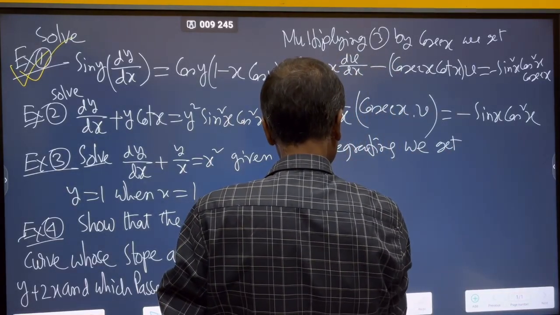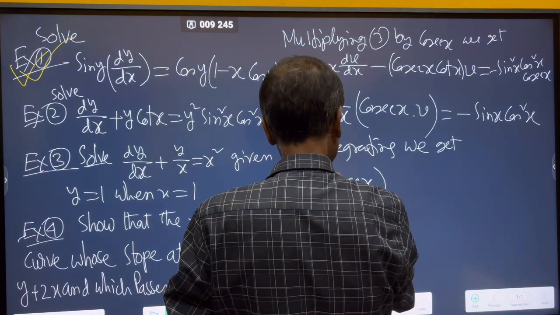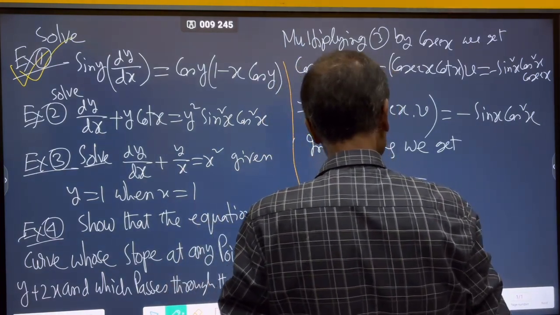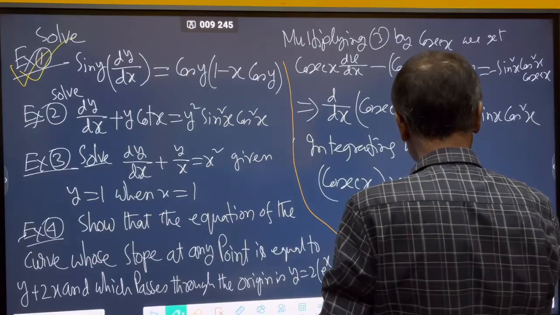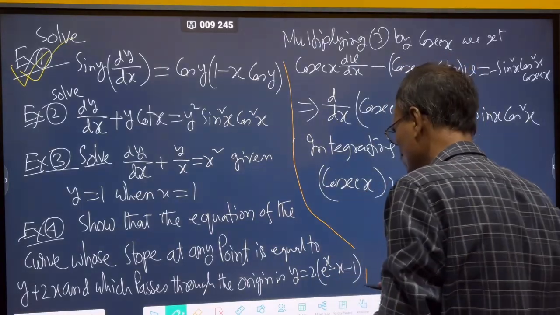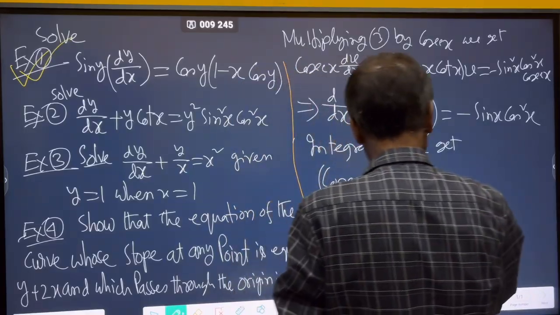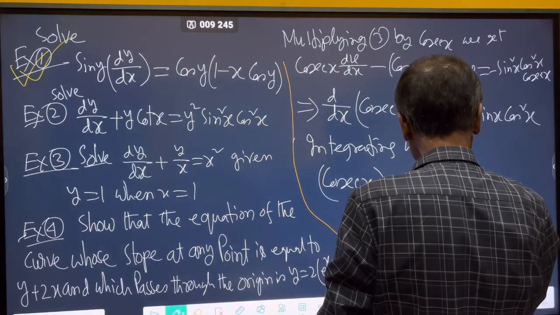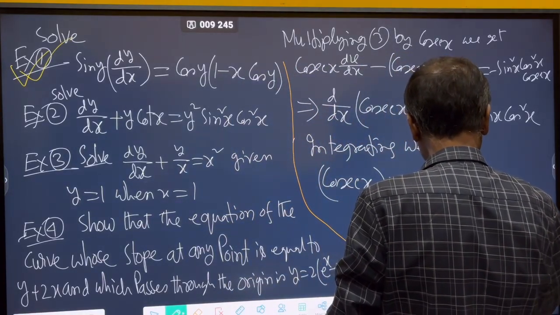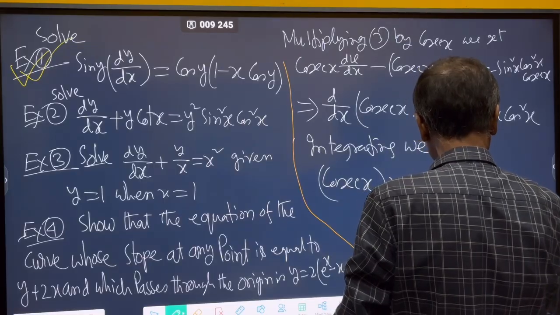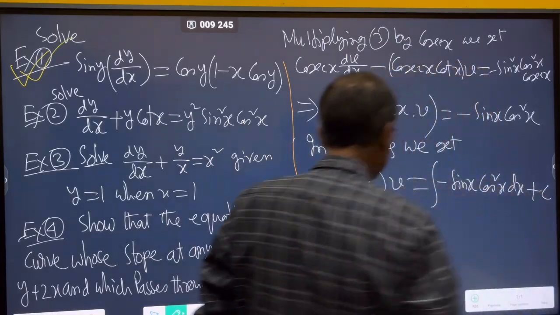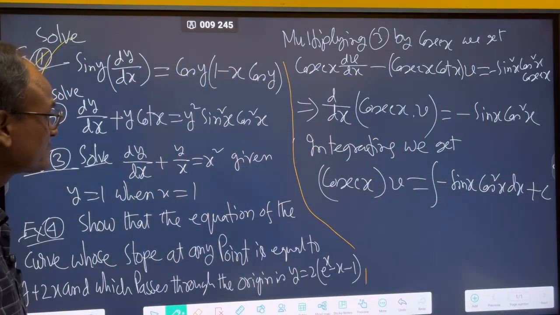Integrating, we get cosec x into v equal to integral of minus sin x cos square x dx plus c.